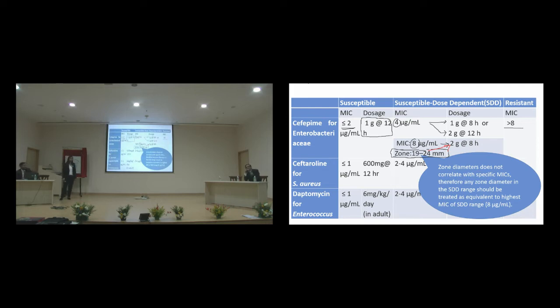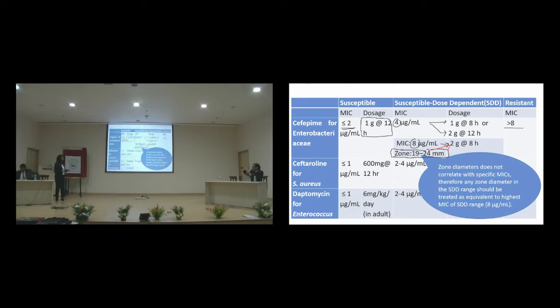So then what precisely is the difference between I and SDD? In I, we have non-predictability. In SDD, with the usual dosage, we have unpredictability, but we have a predictable response with either a higher dosage or more frequent dosage, or at a particular site where the antibiotic might get concentrated. That has been proven by experiments and studies. In others, it's a possibility that it might respond, but we have not yet proven it.